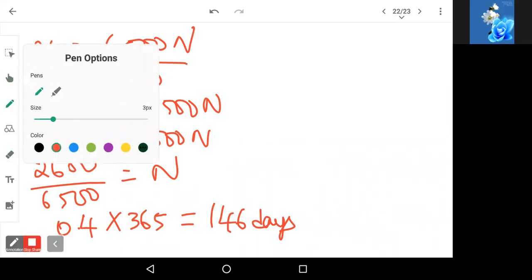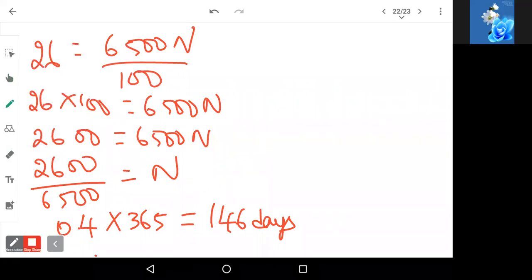So 26 into 100, this 100 will go to the other side. So 26 into 100 is equal to 6500 N. Then 2600 is equal to 6500 N. 2600 divided by 6500 is equal to N. You will get 0.4.